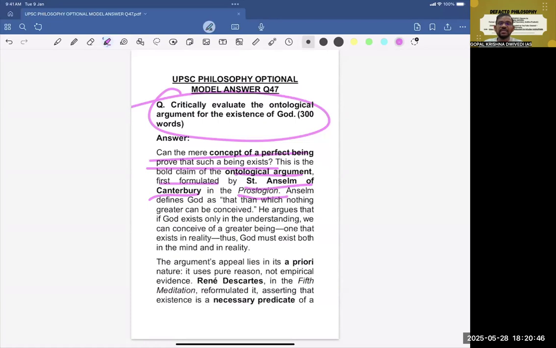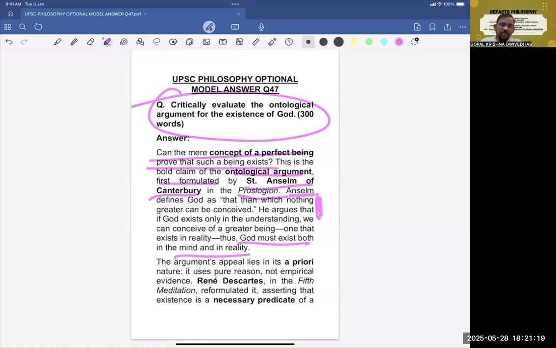Now, Anselm defines God as that than which nothing greater can be conceived. So this is Anselm's argument: God is something than which nothing greater can be conceived. He argues that if God exists only in understanding, we can conceive a greater being, one that exists in reality. Thus, God must exist both in mind and in reality. So this is basically the crux of Anselm's argument.